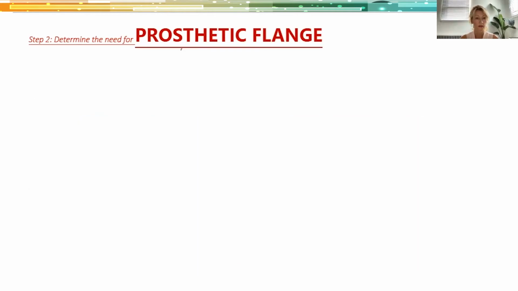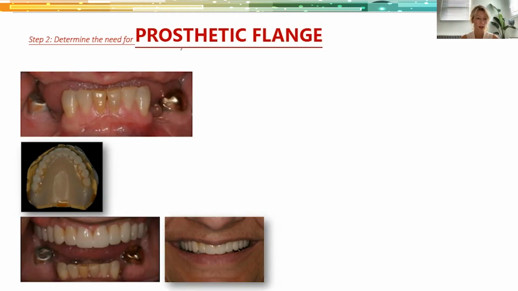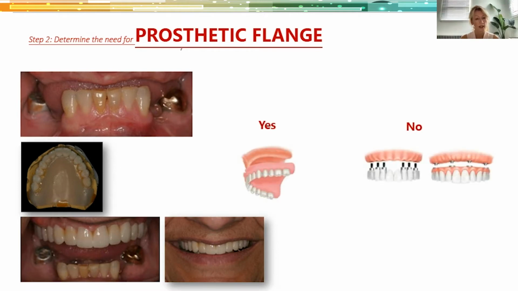Now, for prosthetic flange, do we need one or not? For this case, we don't need one. This is really a patient's decision because with a lot of those edentulous maxillas, there's already some loss that has occurred, and the patient needs to determine if they really need that flange or not. Some patients are okay with a little flatter profile, and some patients are absolutely not. That's why we go through this step where we give them the option to try one with a flange, one without the flange, and the patient can make a decision.